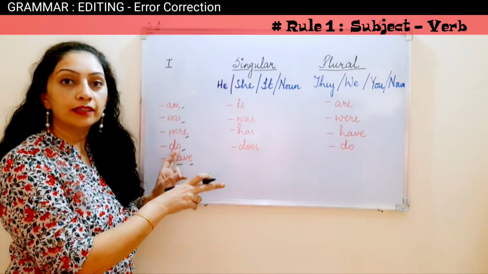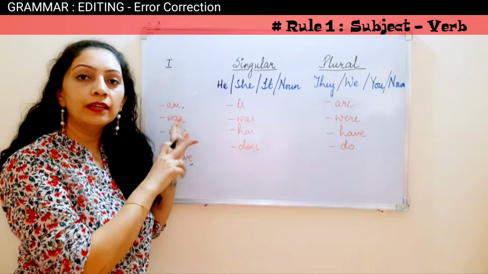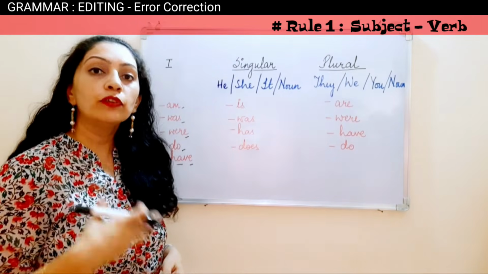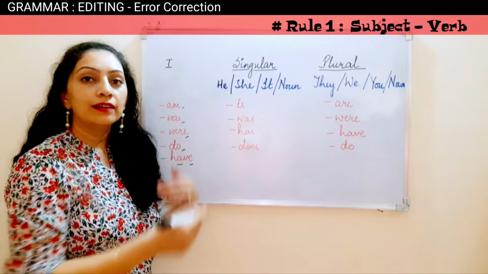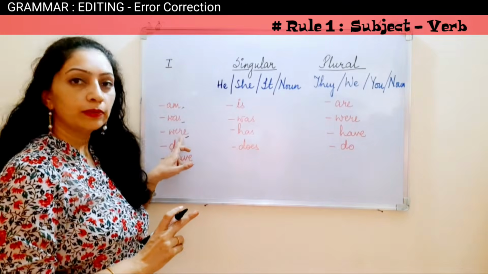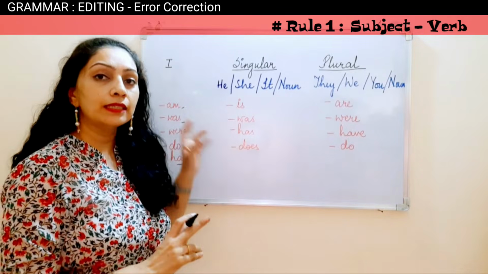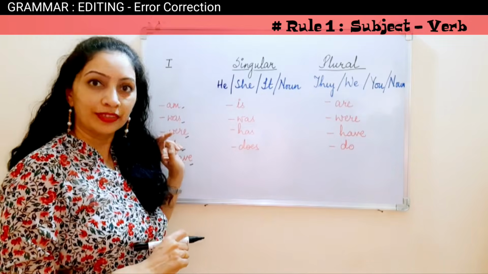Similarly, do, not does. And was and were both come with I, but in different conditions. If you're wishing something, then you will have were. If I were the president of India, that's a kind of wish. Then you will write were. Otherwise, in simple past tense, it will be I was. I was in the market yesterday, right?